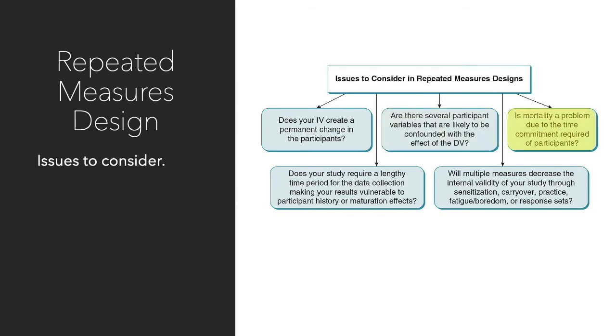Another thing to worry about is mortality, right? Because you have to have these people come into your experiment twice. So we mean mortality here not literally as death, though it could be, but we mean people dropping out of the experiment. And if you've got 6 months or even 6 weeks between IV level 1 exposure and IV level 2 exposure, well, you might lose a lot of participants.